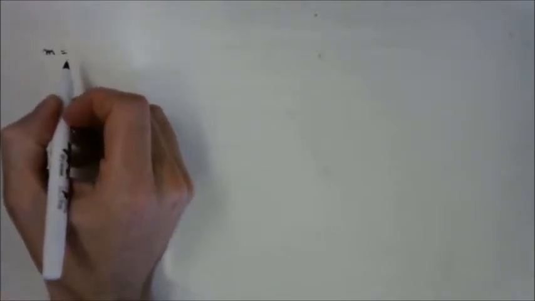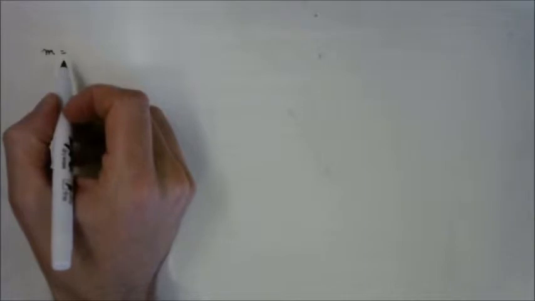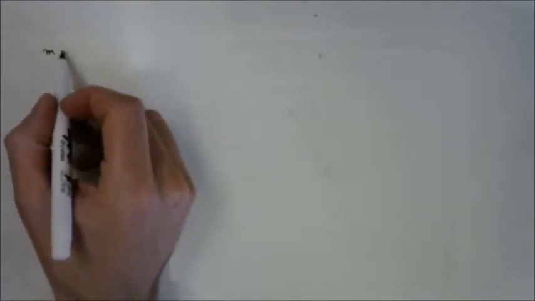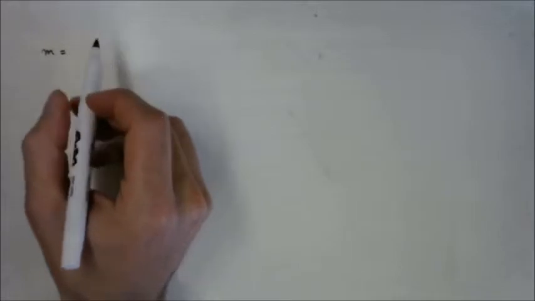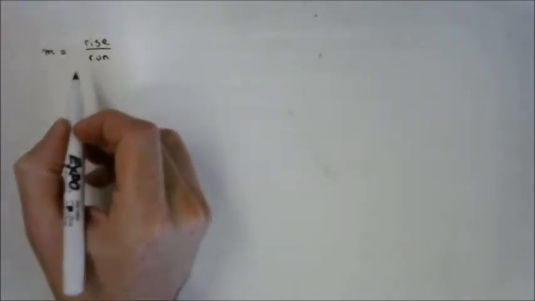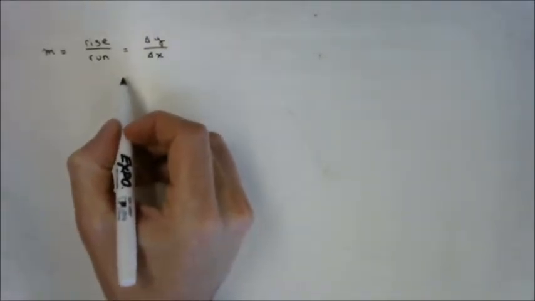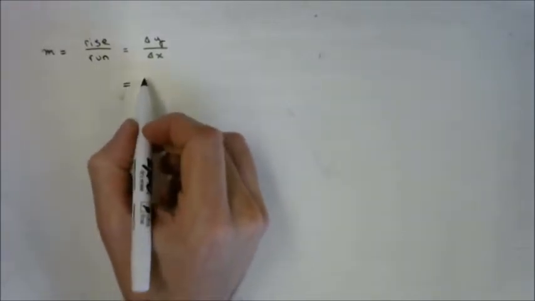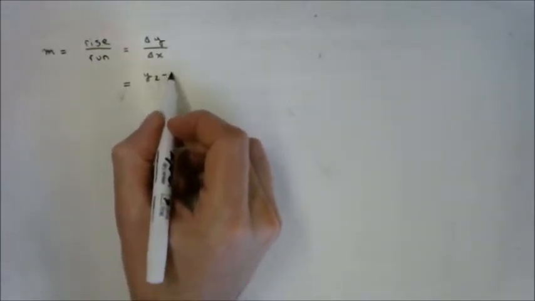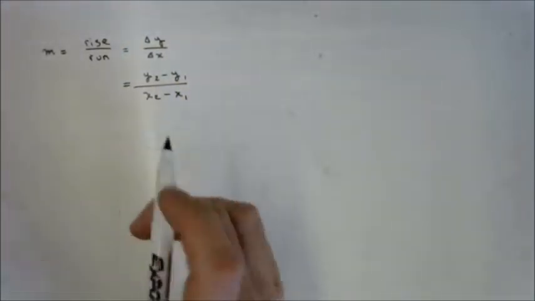In order to calculate slope, let's get down our equation. What's the equation for slope, guys? Rise over run. How else could I write this? Delta y over delta x. And let's get to the one that we actually want to use here, folks. The change in y over the change in x: y2 minus y1 over x2 minus x1. Good.